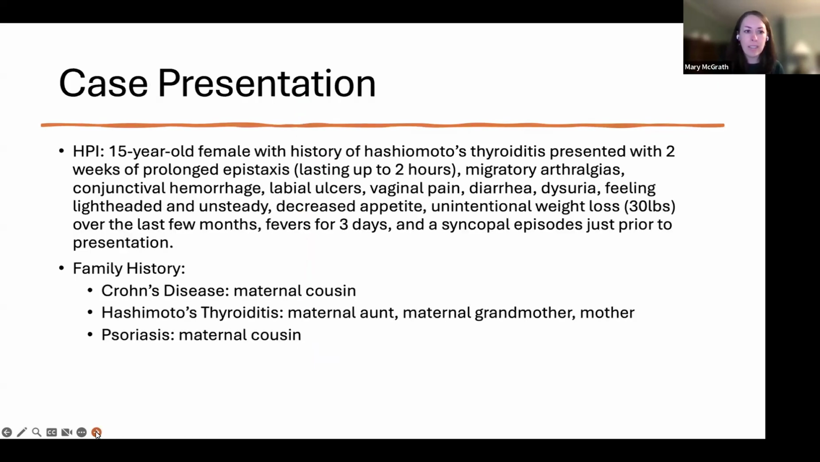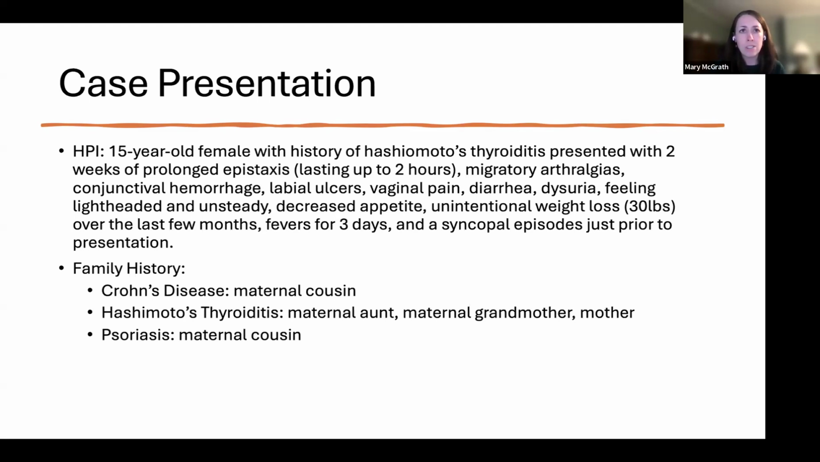So starting with the case, we have a 15-year-old female with history of Hashimoto's thyroiditis. She presented with 2 weeks of prolonged epistaxis with episodes lasting up to 2 hours. She also endorsed migratory arthralgias. She had a conjunctival hemorrhage, labial ulcers, which were treated with Diflucan a couple weeks prior to presentation at an urgent care. She also reported vaginal pain, some acute on chronic diarrhea.